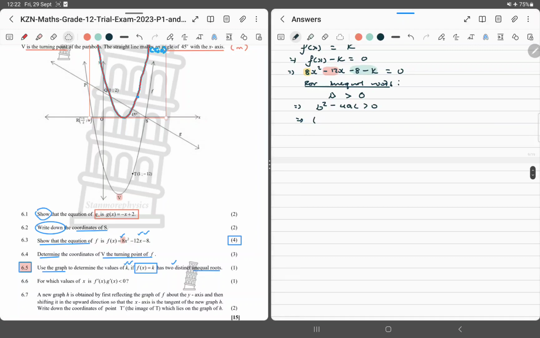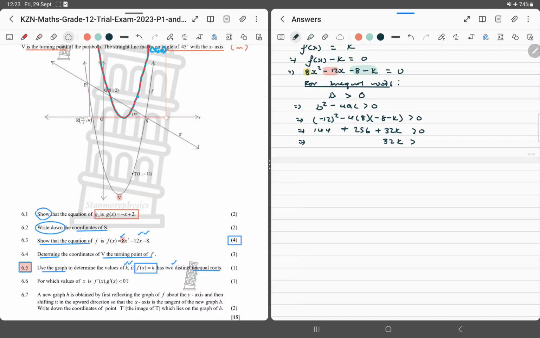Okay, so this implies that we've got minus 12 squared minus 4 into 8 into minus 8 minus k greater than 0. Now when you do stuff here properly, this is going to be 144 minus, actually this is going to be 4 by 8, which is 32. Right, so this is going to be minus 32 times minus 8, which is going to be 256, okay? And then minus, which is going to be a plus, this is 32k greater than 0. And then what do we have here? This implies that 32k is greater than, we transpose this guy to the other side.